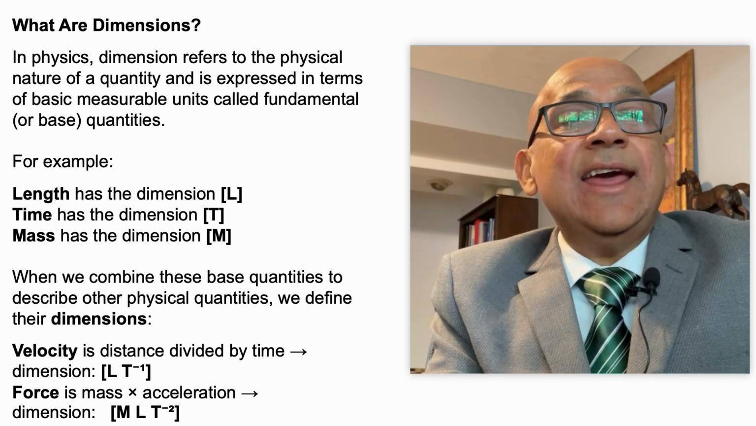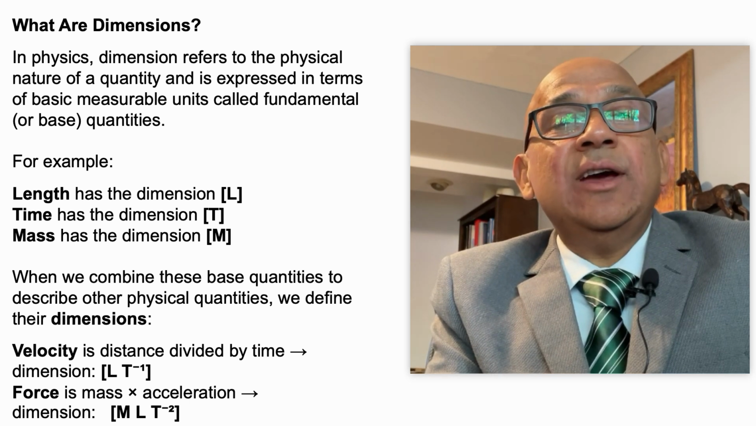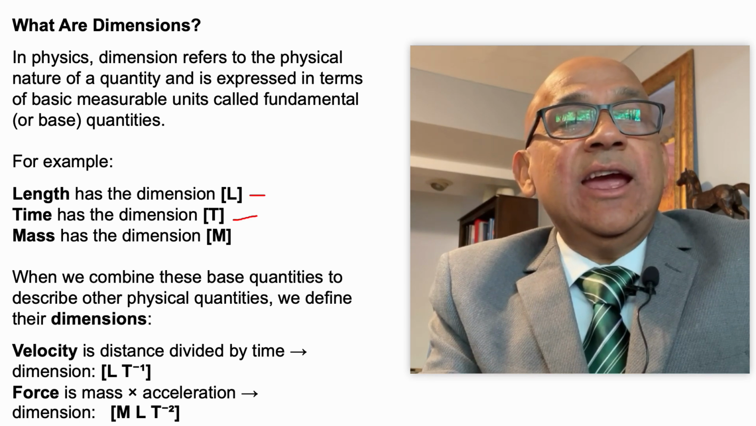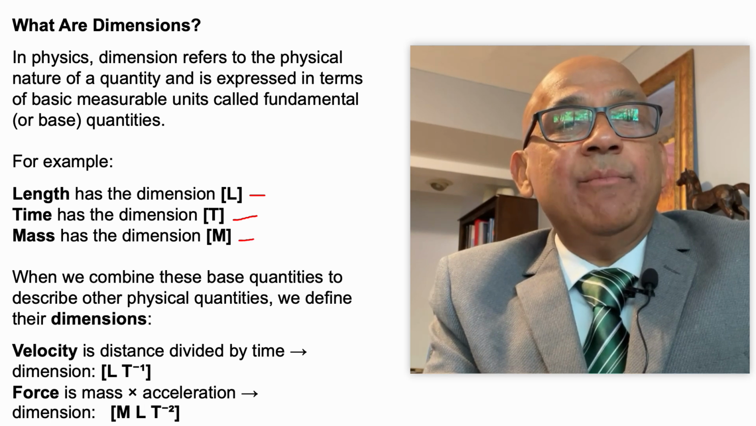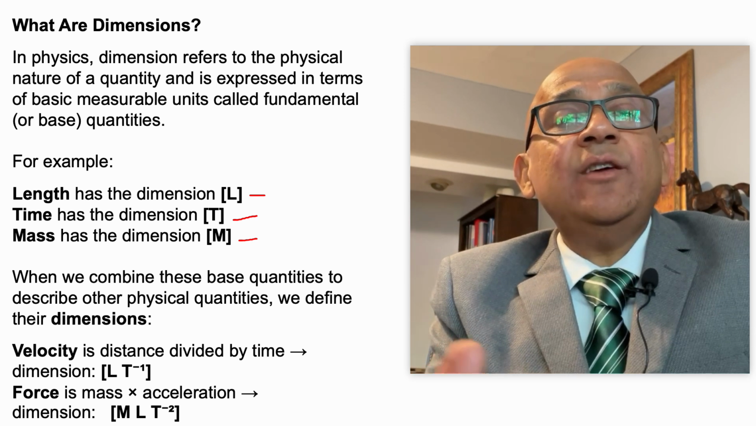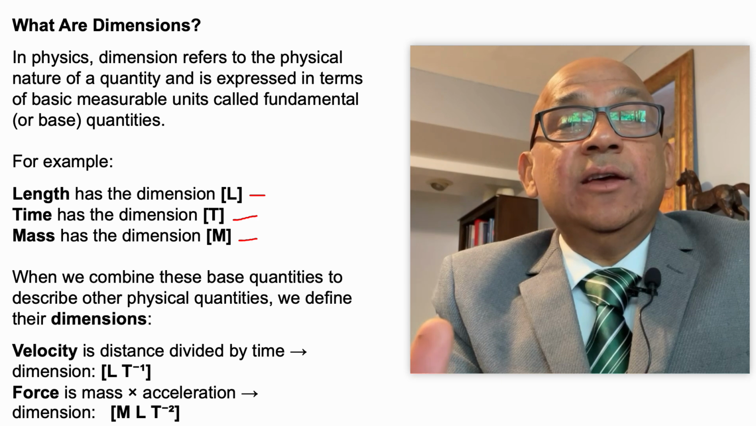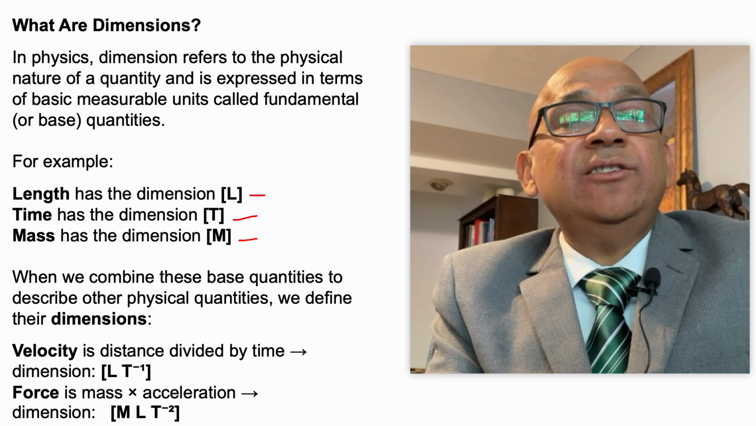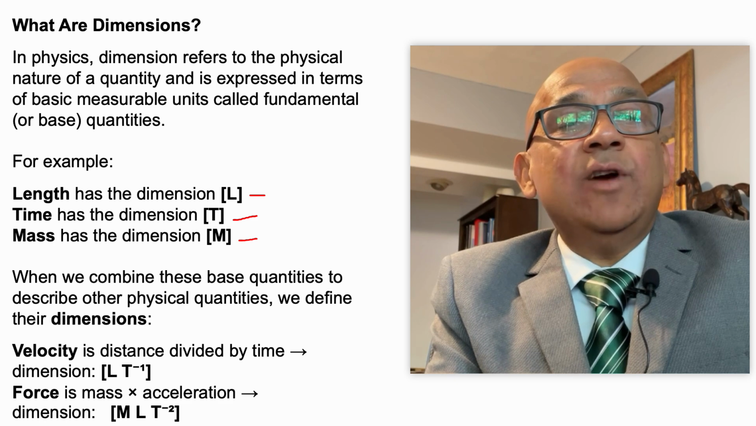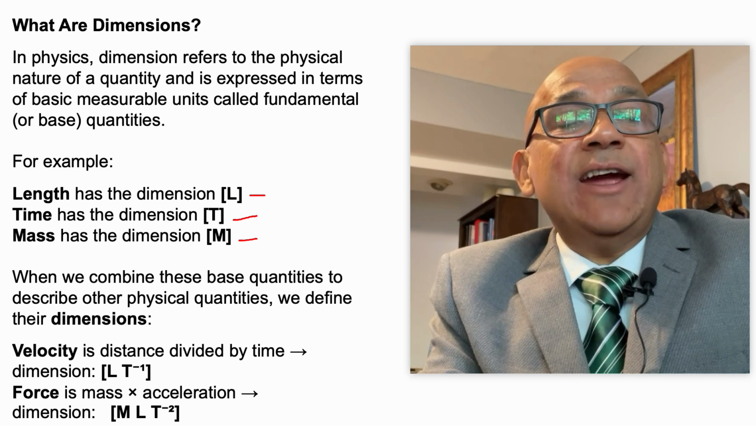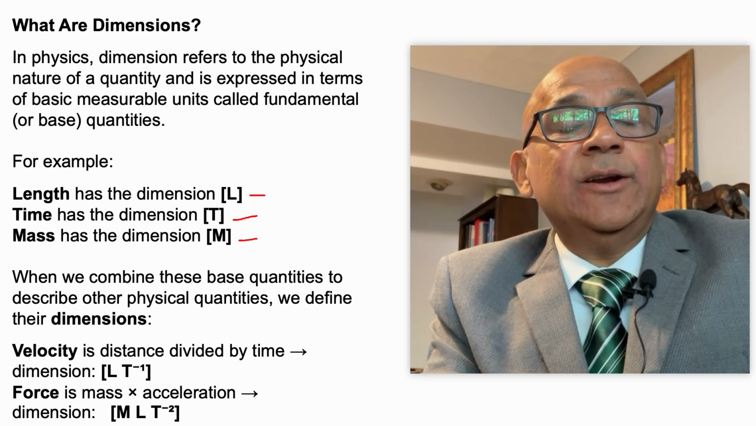For example, length has the dimension of L. Time has the dimension of T, and mass has the dimension of M. When we combine these base quantities to describe other physical quantities, we define their dimensions. For example, velocity is distance divided by time. So, its dimension will be L T minus 1. L for the distance, and because it is divided by time, T to the power of minus 1.